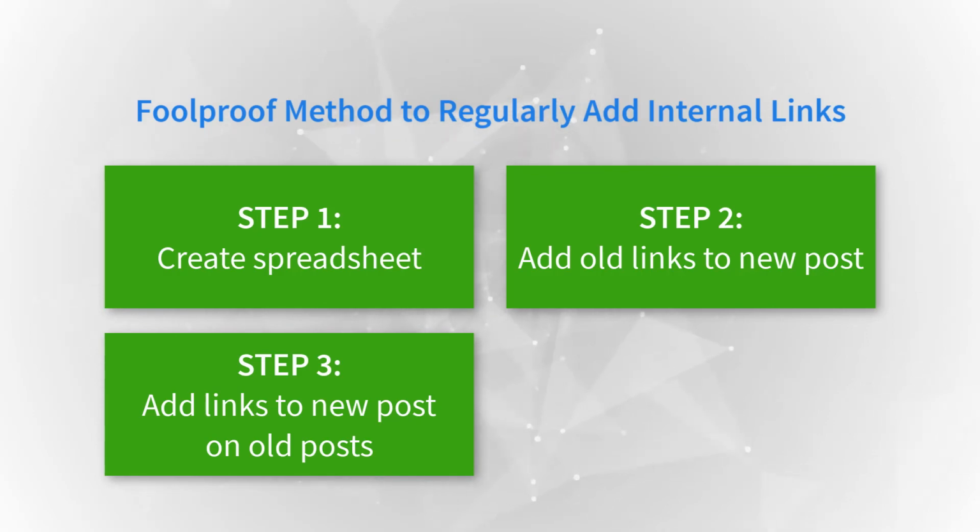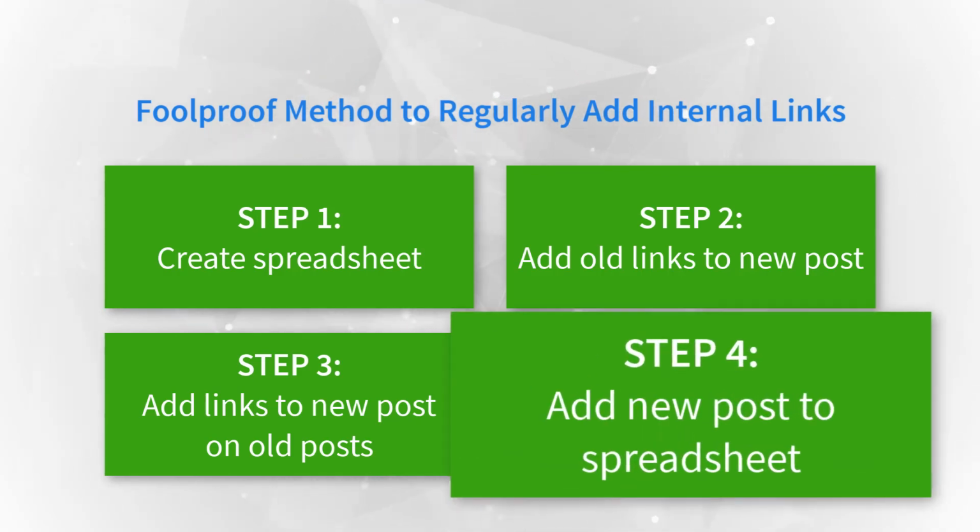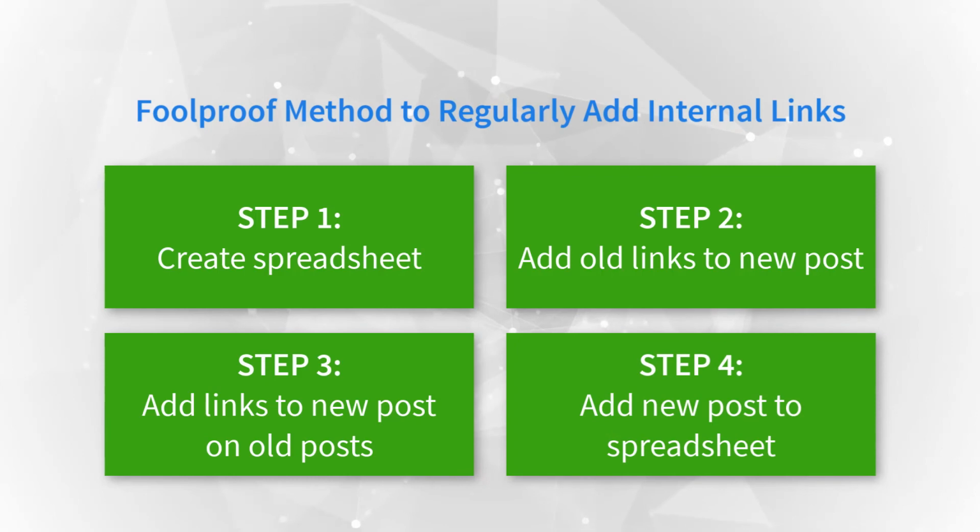And then lastly, step 4. So step 4 is add your new article to your spreadsheet. So you want to keep your spreadsheet current. So when you're all done, make sure that you add your newest post to the list. So you'll add the URL and then that keyword that you were targeting on your new post.